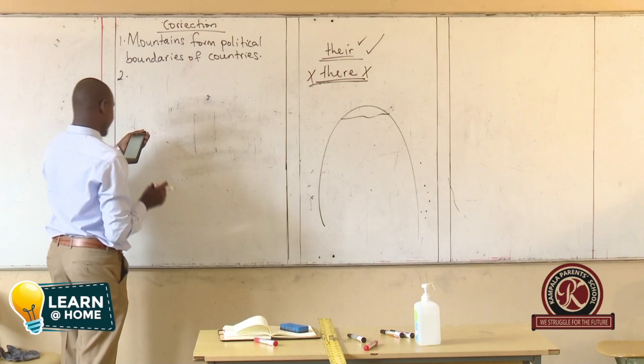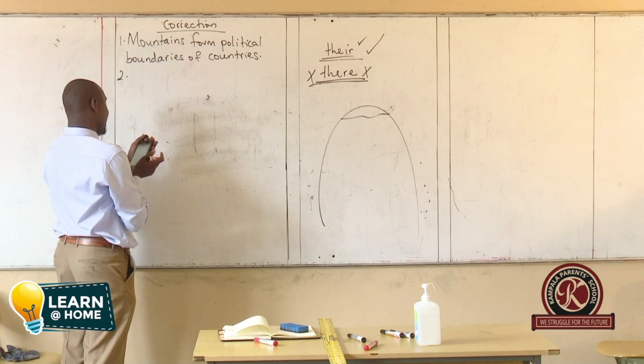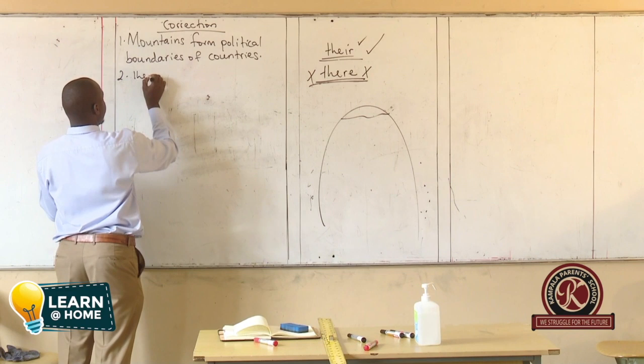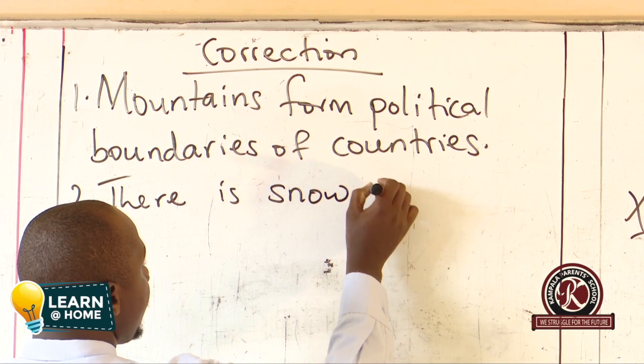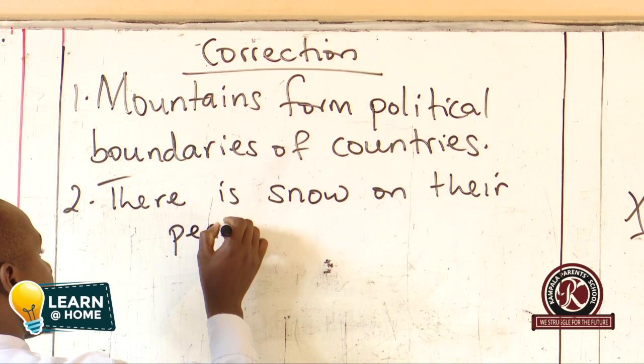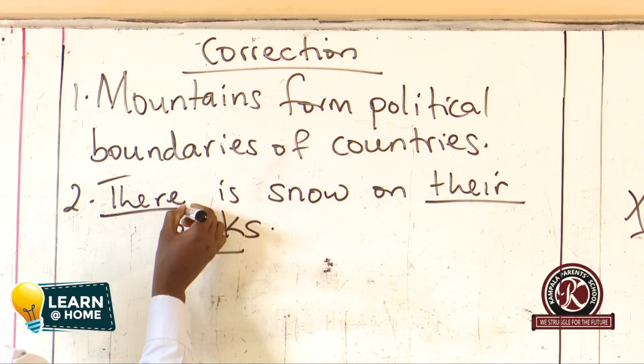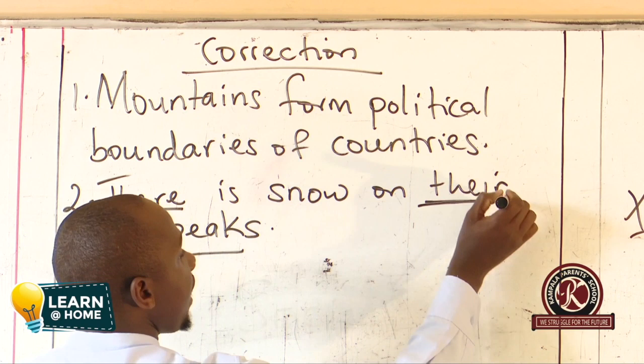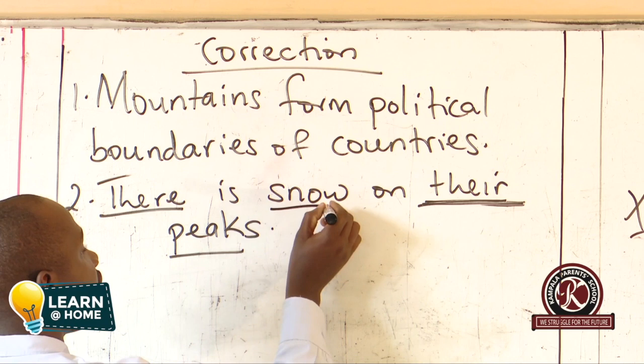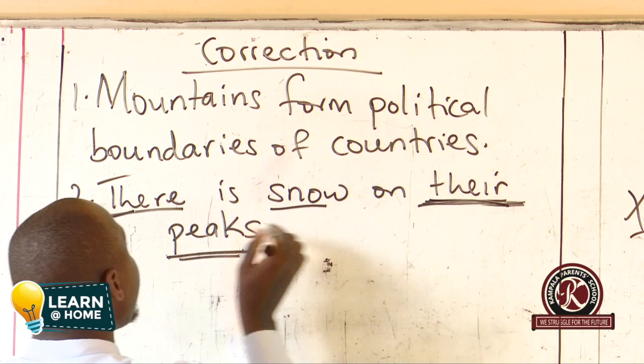Number two: what evidence is there to prove that some mountain peaks are above the snow line? Shall we say there is snow on their peaks. This is where some people failed the spelling of there. You see, there, we are referring to the place. Then, on their peaks, this is a possessive. The snow is on their peaks. So get to know where to use this there and this there.